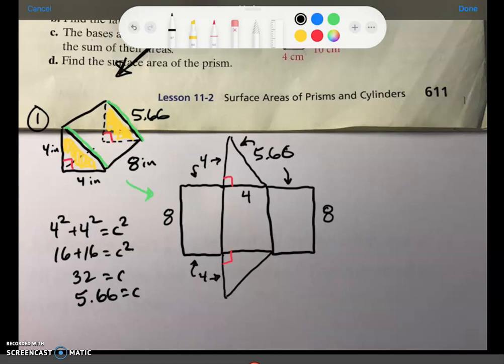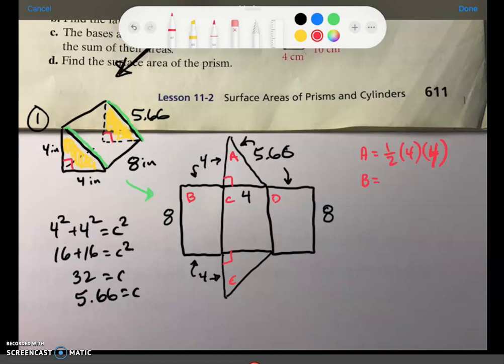Okay, so once I have my net, I can see all the parts, and from there you just want to be organized. I'm going to put a little A here in the picture, a B, a C, a D, and an E, and I will figure out the area of each one. So A is a triangle, so it's 1/2 base times height. Whoops, 4 times 4.